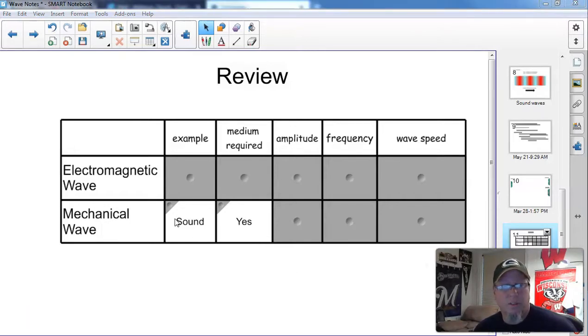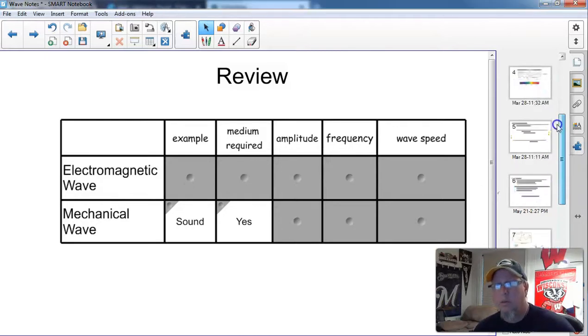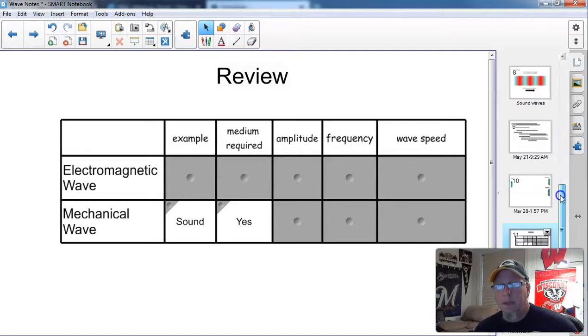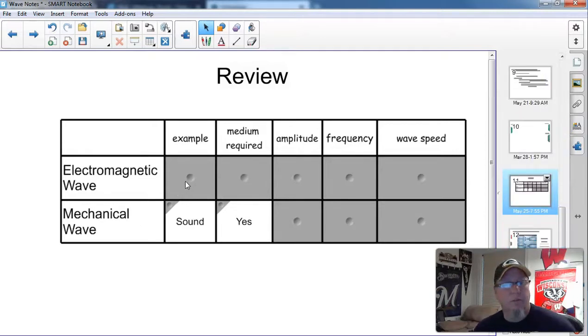For comparison purposes, if you were to look at an electromagnetic wave, electromagnetic waves can only be transverse. There's no such thing as a longitudinal or a compressional electromagnetic wave. But with an electromagnetic wave, a great example of that is light. And for a medium required, that would be no. So if you put some type of material in the path of light, it's going to stop it. Whereas if you put some type of material in the path of sound, it usually improves the conduction of sound, because sound right now is traveling through a gas and it travels through a liquid and a solid much better.